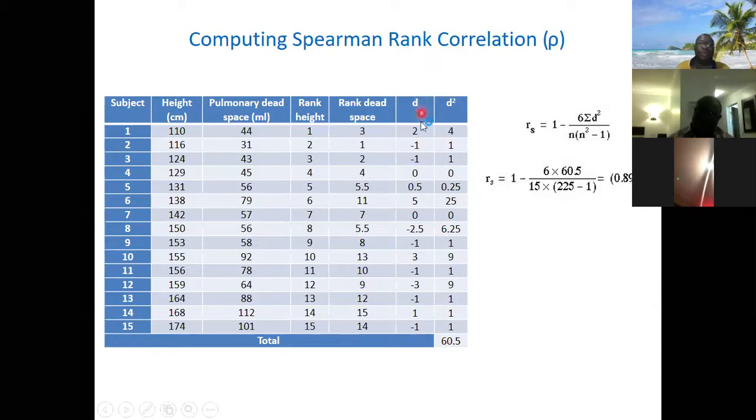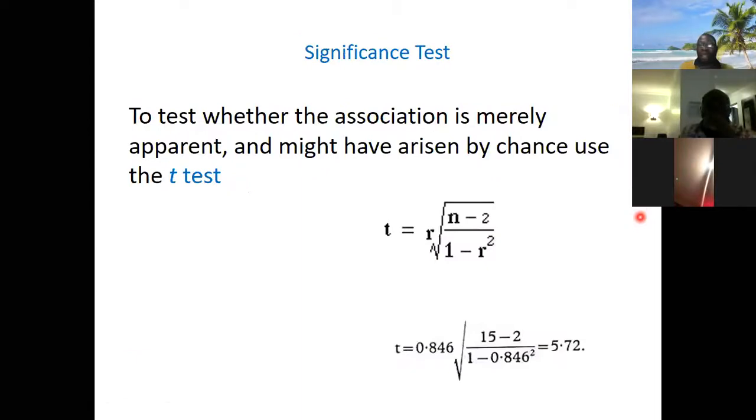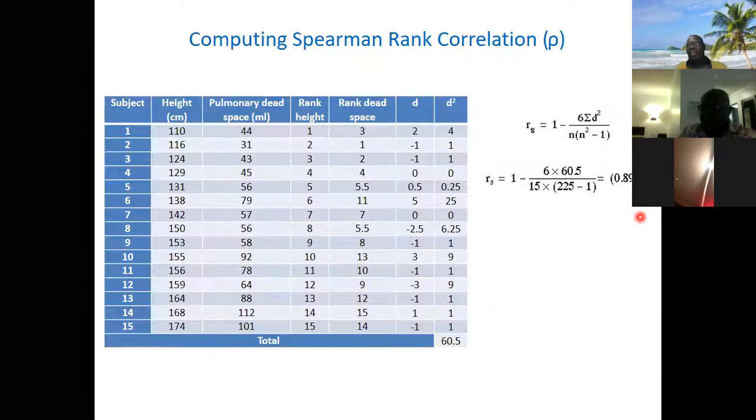So when you look at the difference, you now square it. Then we sum the d squared. D is the difference, so there's the d squared in the formula. You just put it. You see, the Spearman is a little bit higher than Pearson for the same data, because Pearson is 0.846 and Spearman is 0.892. So that is how to calculate.